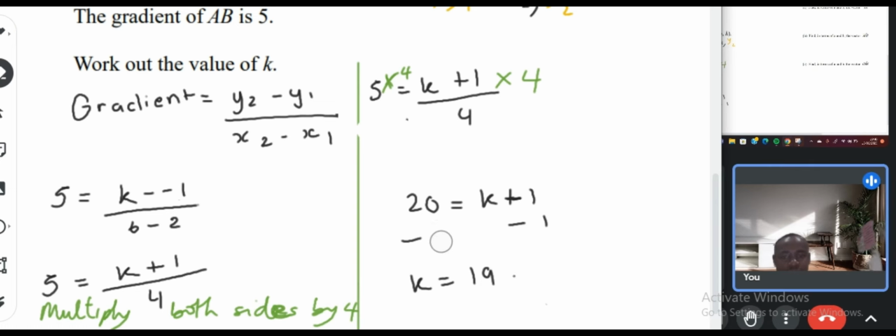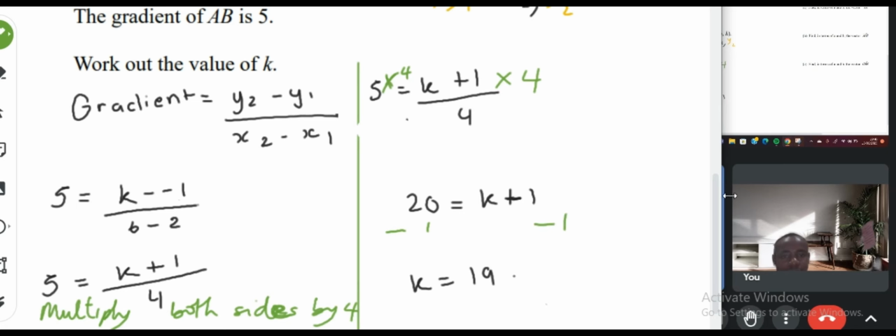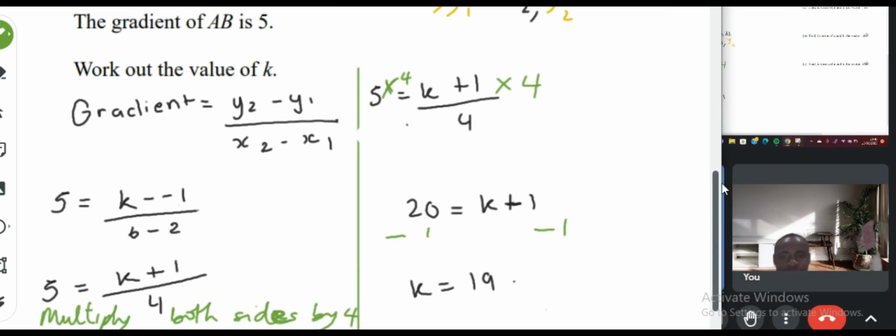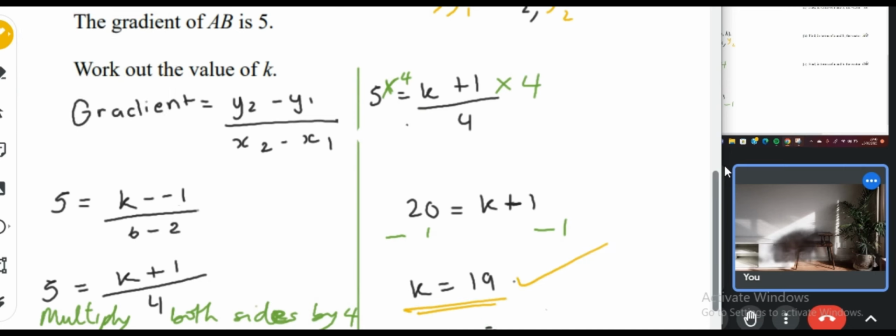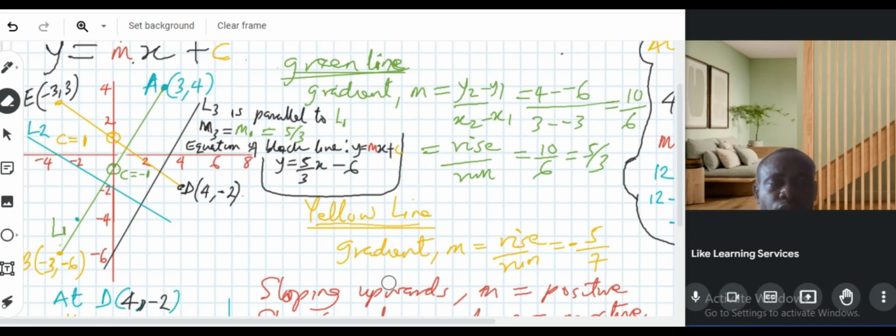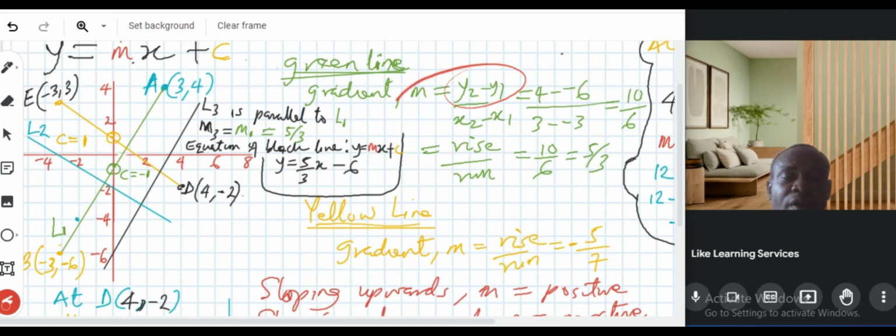Alright, so K minus 1... K is 19. Yeah. Alright, that's cool. Multiplying both sides by 4, you have 20 equal to K plus 1. You subtract 1 from both sides, you have K is equal to 19. Okay, we have shown that gradient is y2 minus y1 over x2 minus x1, or rise over run.